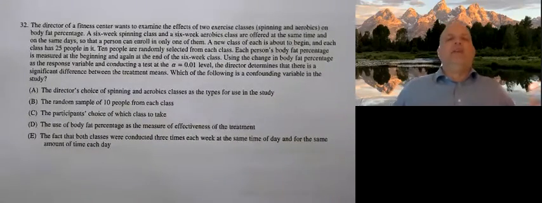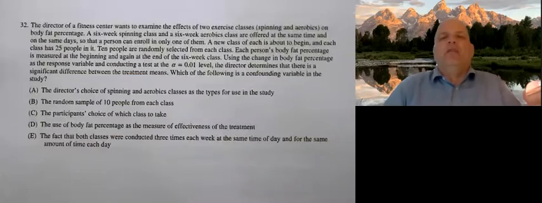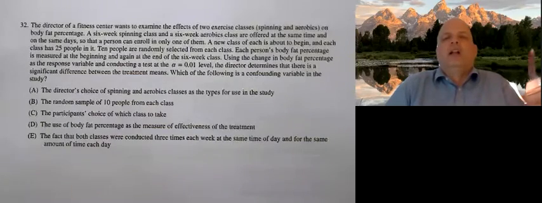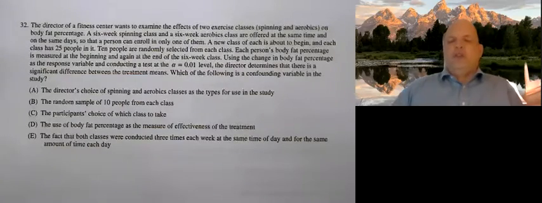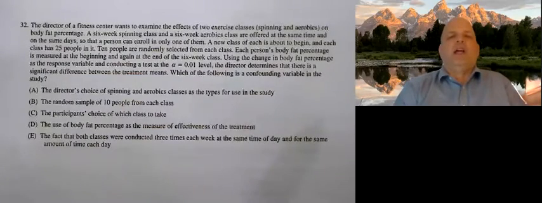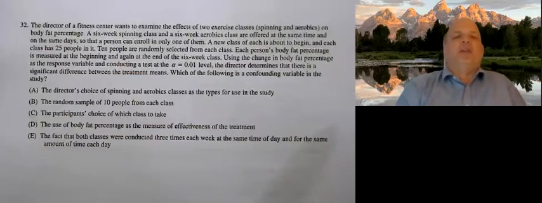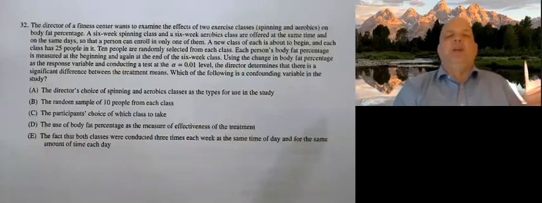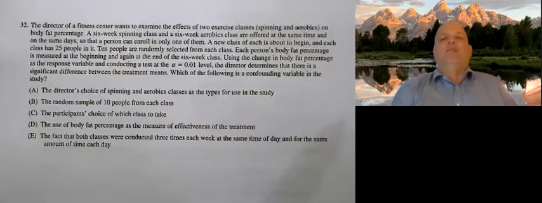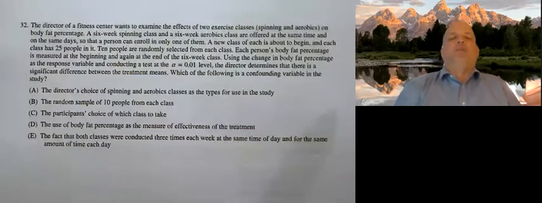The director of a fitness center wants to examine the effects of a 6-week exercise class, spinning and aerobics, on body fat percentage. A 6-week spinning class and a 6-week aerobic class are offered at the same time and on the same day so that a person can enroll in either one of them. A new class of each is about to begin, and each class has 25 people in it. 10 people are randomly selected from each class. Each person's body fat percentage is measured at the beginning and again at the end of the class.